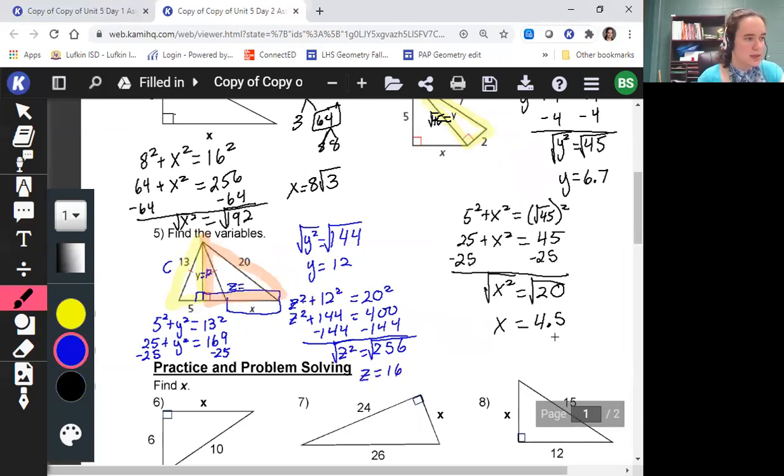So notice that z is 16, and we have an isosceles triangle here, and that means that this length is 5. So we're going to subtract that 5 from 16 to get x, and that equals 11.